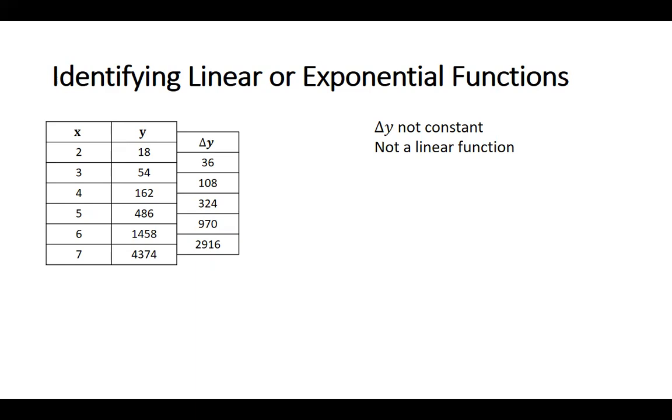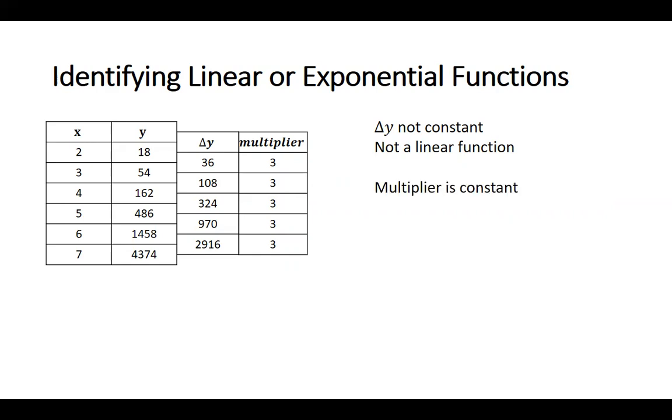So then let's take it a step further and look for the ratio, or I'd call it the multiplier. 18 times what gives me 54? 3. 54 times what gives me 162? 3. Or you can look at it the other way and say 54 divided by 18 is 3. 162 divided by 54 is 3. 486 divided by 162 is 3. So we have a constant multiplier. If the multiplier is constant, then we have an exponential function. In this case, it's with a base of 3 because that is the multiplier. The multiplier is the base.